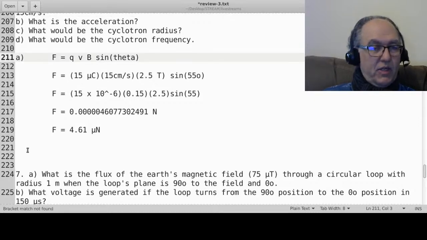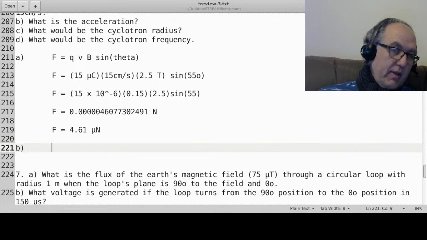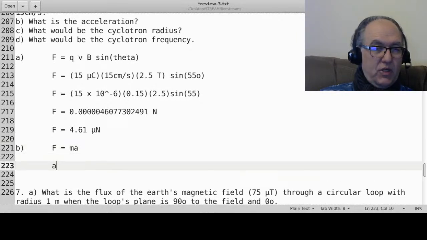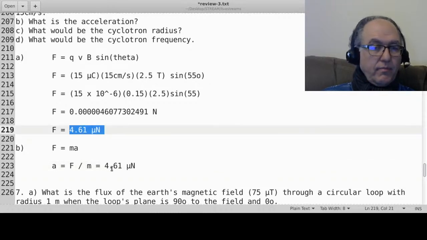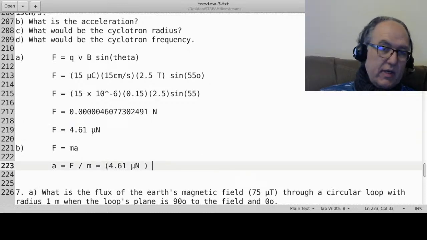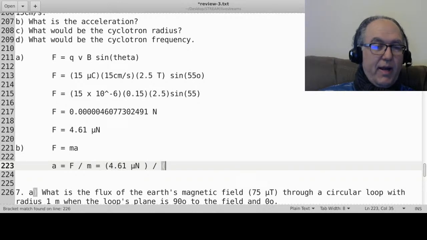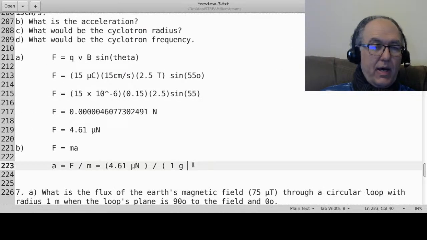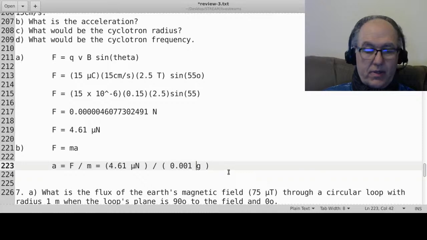Part B is what's the acceleration? And F is equal to ma. So we want that acceleration due to that force. That's just going to be F divided by m. So there's the force divided by the mass. The mass is 1 gram, but we have to convert that to kilograms. So as a kilogram, it's 0.001 kilograms.